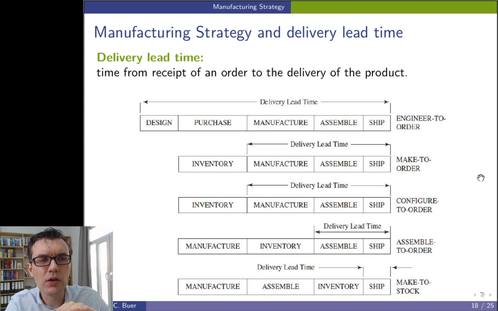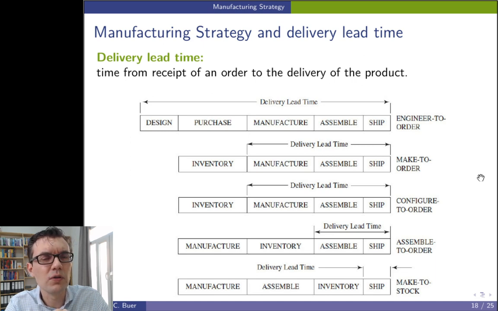And finally, in the make to stock strategy, we require some very good forecasts about the future customer demand, and we manufacture and assemble the products. We keep the products on inventory, and only when the customer order arrives, we can ship the product to the customer. Of course, the advantage is that in the make to stock strategy, the delivery lead time is as short as possible, whereas in other strategies, the delivery lead time is much, much longer.